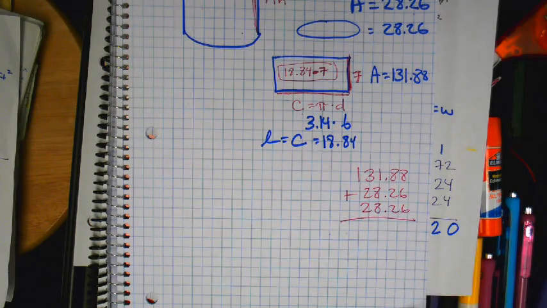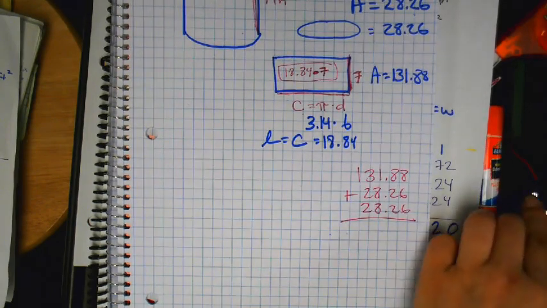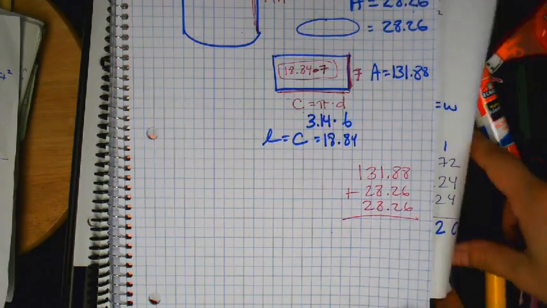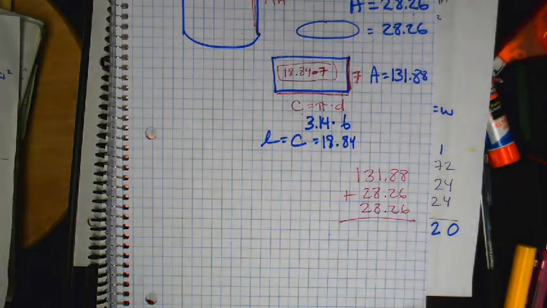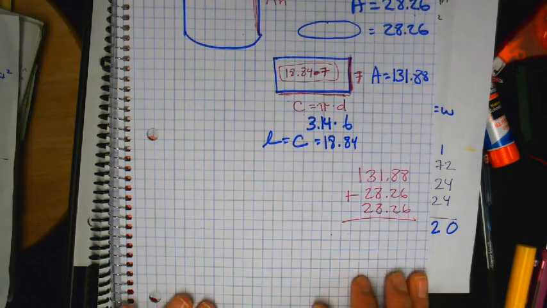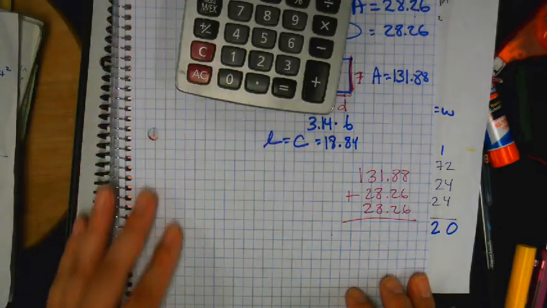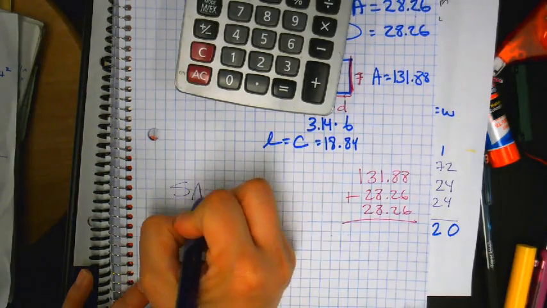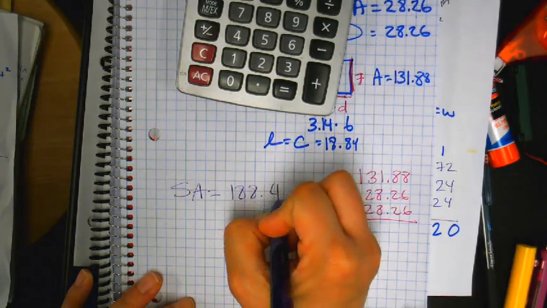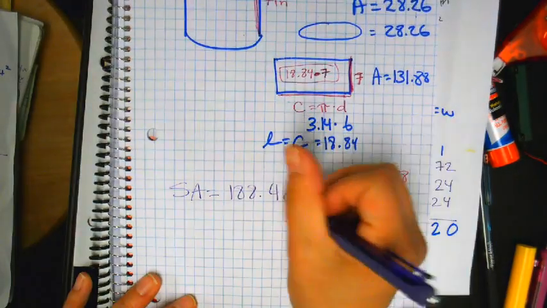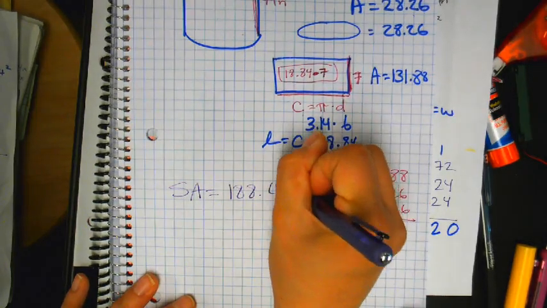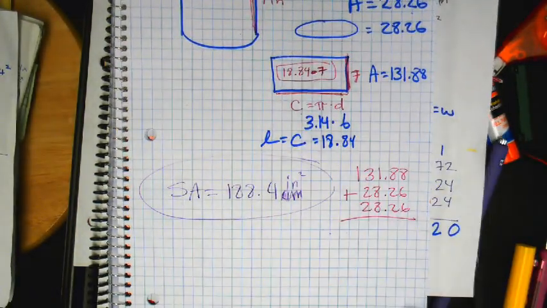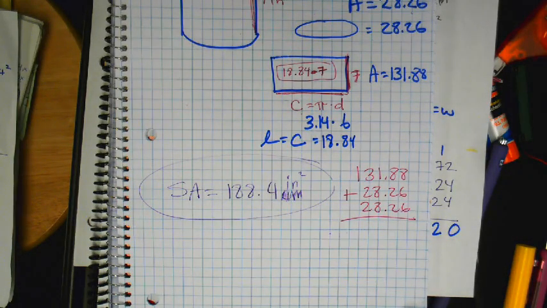Plenty of time to do this. Confirm our answers. Okay, what do we got? So surface area is equal to 188.4, what is it? Inches squared. Imagine doing all of this work and then you get it wrong because you use the wrong units. That would suck. But just go slow.